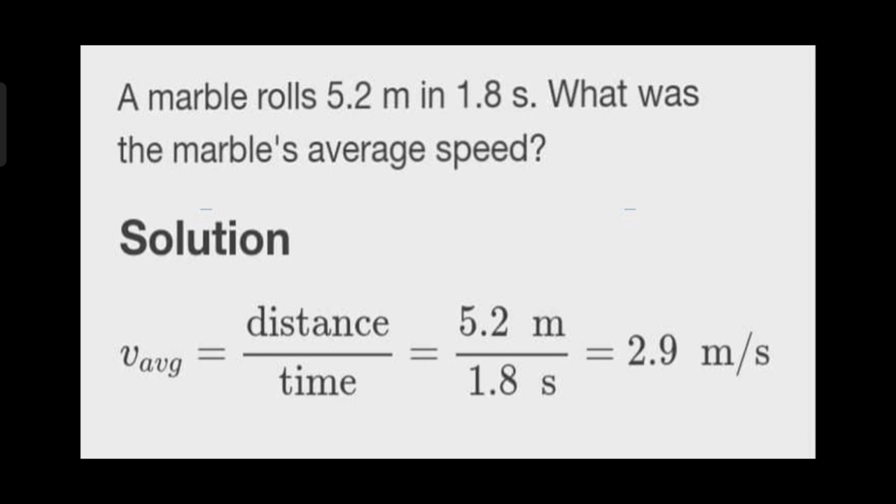A marble rolls 5.2 meters in 1.8 seconds. What was the marble's average speed? Let's try to solve. And this is the formula. Average speed is equal to distance over time. Let's now substitute: 5.2 meters over 1.8 seconds is equal to 2.9 meters per second.